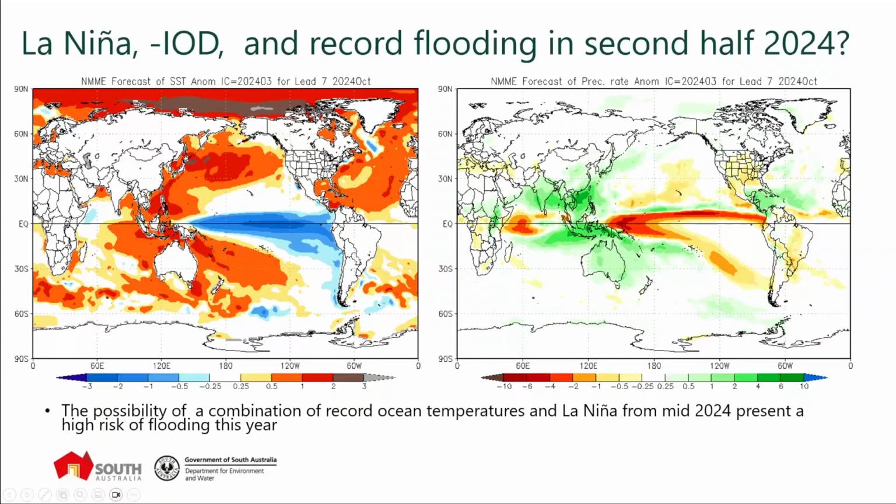Now, that combination of La Nina, which would support rainfall formation, and record ocean temperatures, presents a really high risk of flooding this year. And I suggest possibly even record flooding as we go through late winter, spring, and into summer this year.